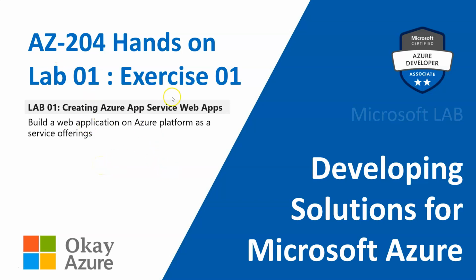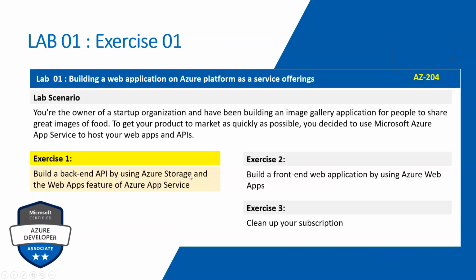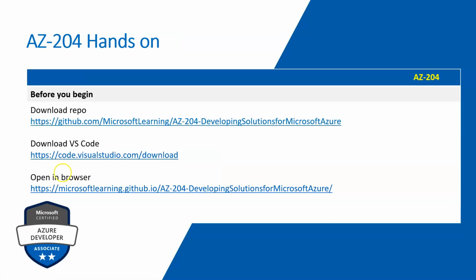So in this video we'll complete exercise 1. It says that we need to build a backend API by using Azure Storage and the web apps feature of Azure App Service. So I hope you guys still have this particular URL open in your browser. If it is not, please just copy the link from the description box and open it in your browser.